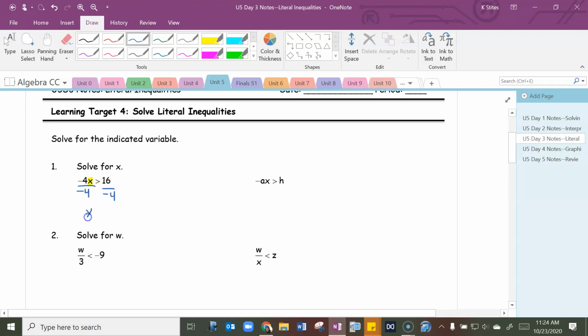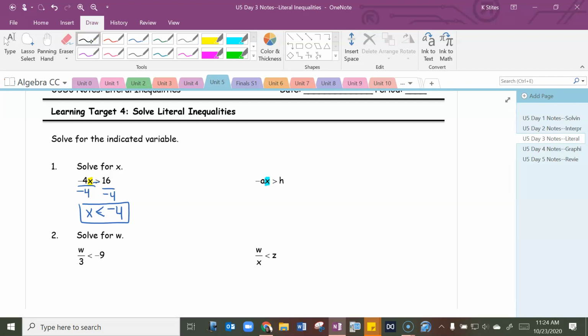But our new skill that we need to be careful of is when we divide by a negative, we do flip our symbol. So 16 divided by -4 is -4. And again, just check it was pointing right and now it is pointing left. So we're all set.